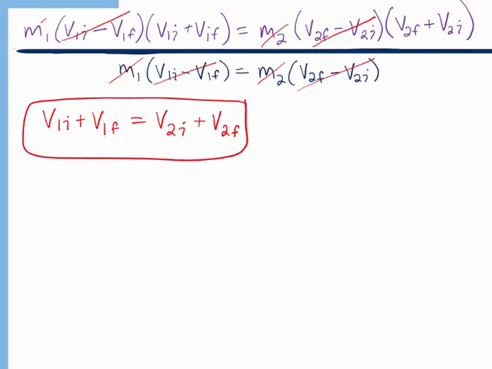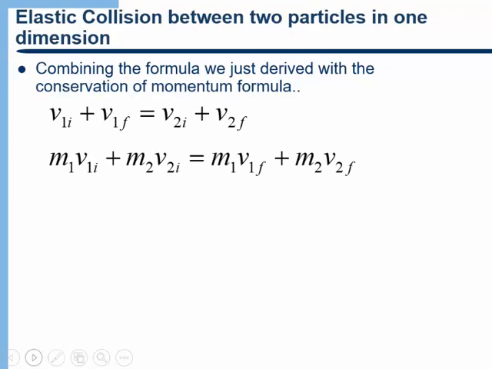That's kind of an interesting result. When the collision is elastic, the sum of the velocities, initial and final, for object 1 is equal to the sum of the velocities, initial and final, for object 2. Certainly not something that I would have come up with off the top of my head, but that's what the math shows us. So we've just found this equation, and this of course is just our regular conservation of momentum equation.